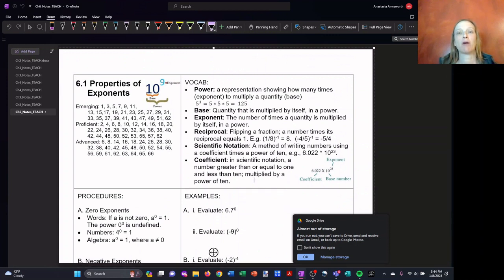Folks. Today we're going to learn about properties of exponents. And exponents are hopefully something you're familiar with from middle school math. But in case you need a bit of a refresher, let's go over some vocab to do with exponents.